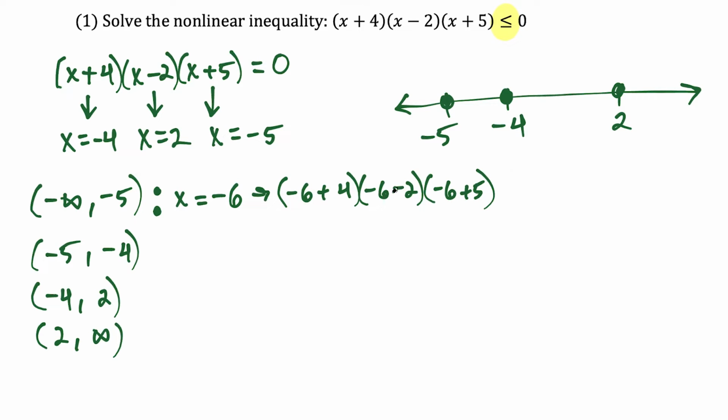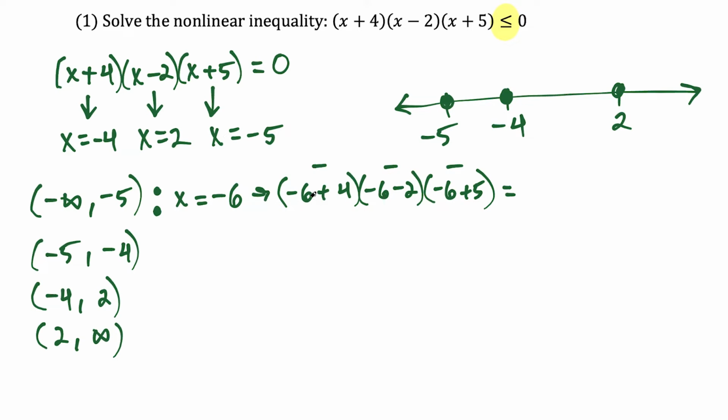And from here, we could find the actual value of this. But when we're doing this, we really just have to worry about if our answer is positive or negative. So negative 6 plus 4, I just say, okay, that's negative. Negative 6 minus 2 is negative. Negative 6 plus 5 is negative. And when I multiply a negative times a negative times a negative, I get a negative number. The reason being is we have an odd amount of negatives. If we have an even amount of negatives, then the product goes to something positive.